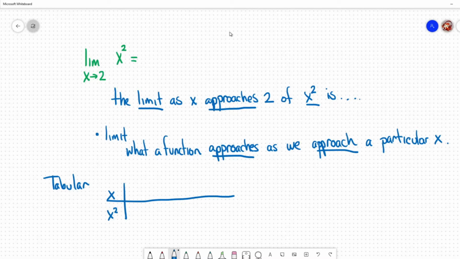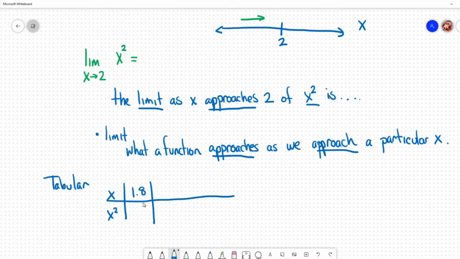So let's say I have a number line. Let's envision this number line. And here's the value of 2. So I could approach 2 coming from the left. I'm going to plug numbers into my function, which is x squared, where I'm getting closer to 2. Now I'm never going to plug in 2. I'm approaching 2. So let's say I start off with, okay, I'm going to plug in like a 1.8.